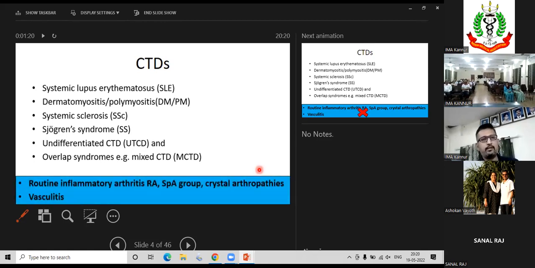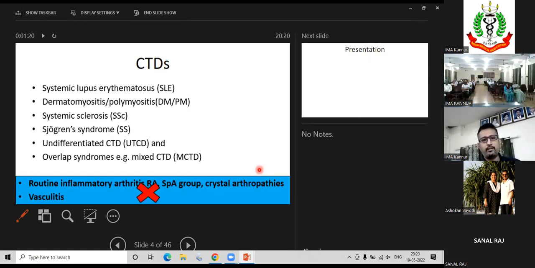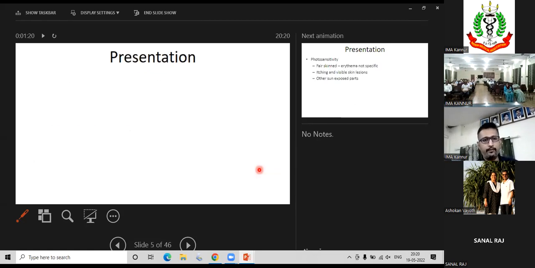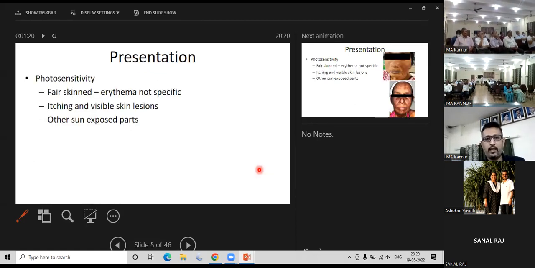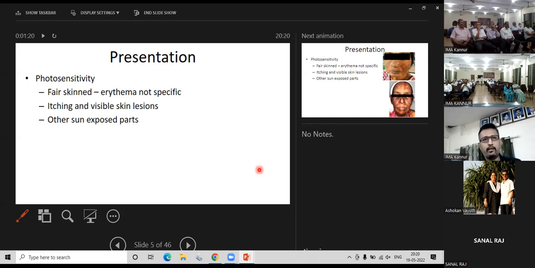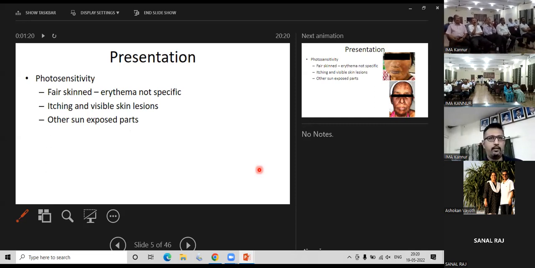So coming to presentation, first is photosensitivity. That is probably the first history that we take from patients. In fair skin patients, just getting an erythema might not be specific. Itching and visible skin lesions make it more specific, and you should look at other sun-exposed parts, upper back, forearms.